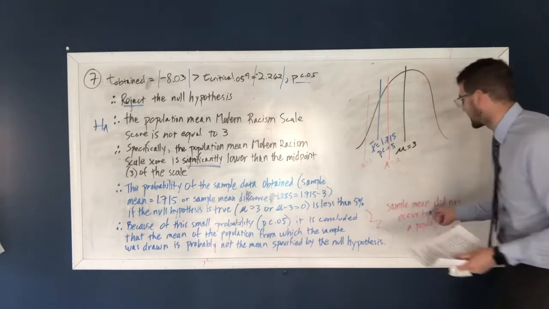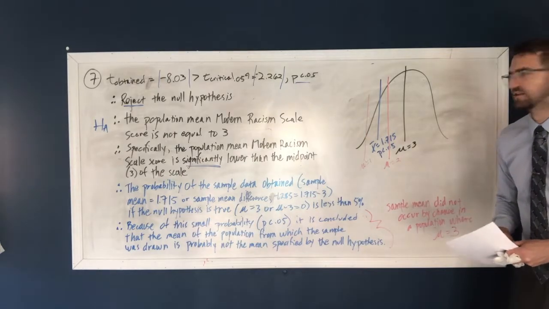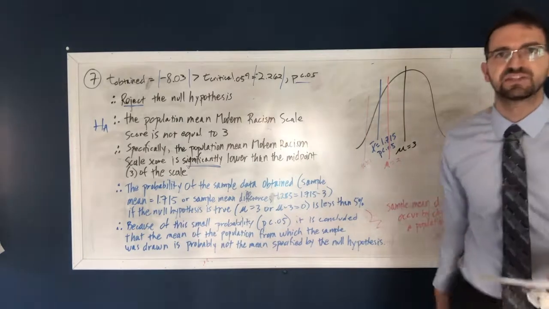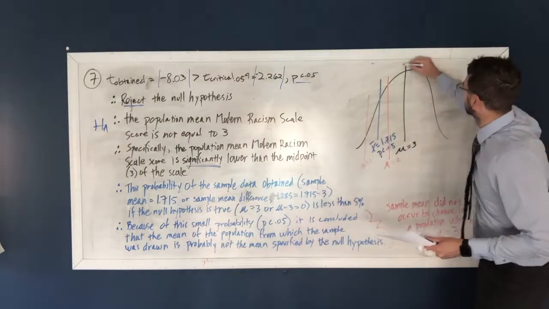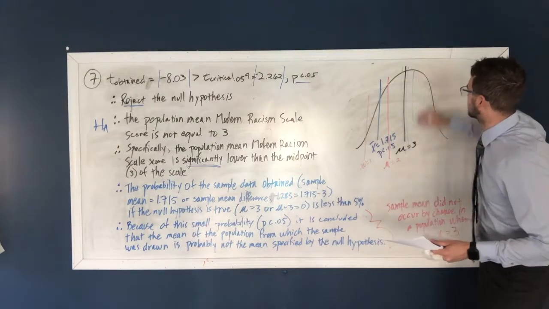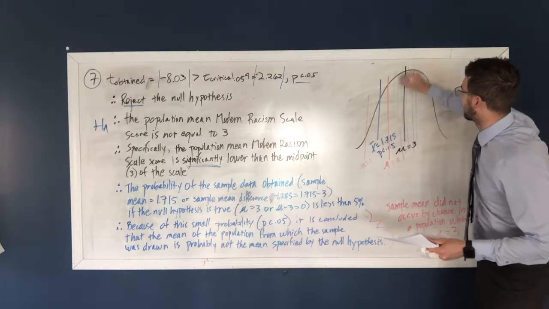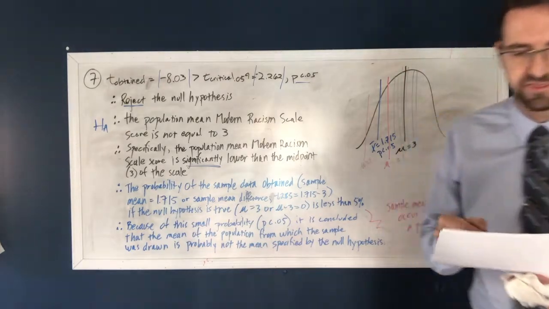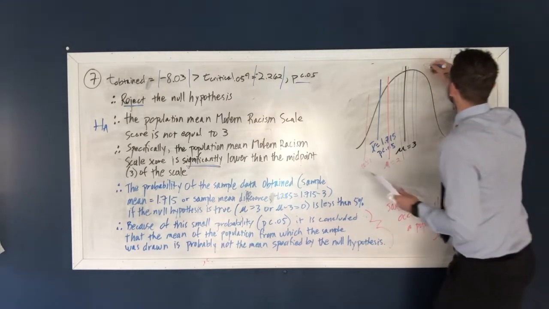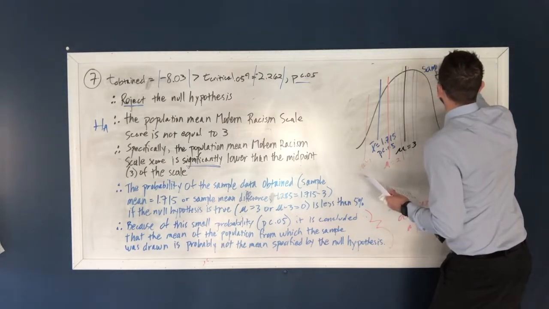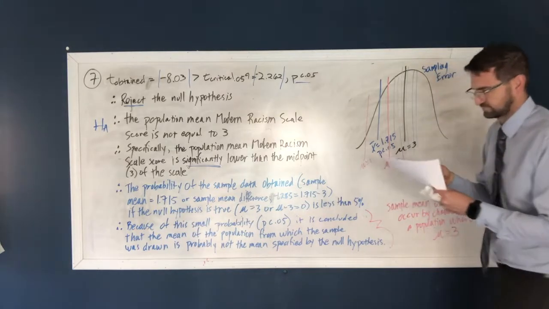And again, this has to do with sampling error, right? So if the population value is 3 and we sample from the population, we're likely to get sample means that are all around 3, but not 3. And this is due to sampling error.